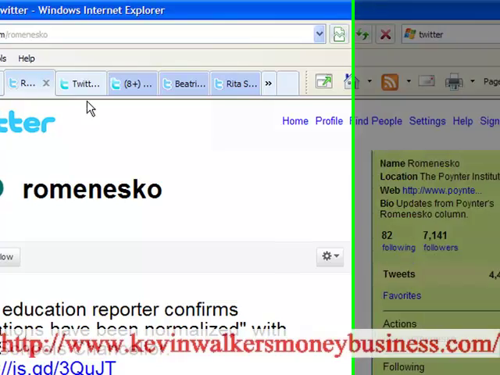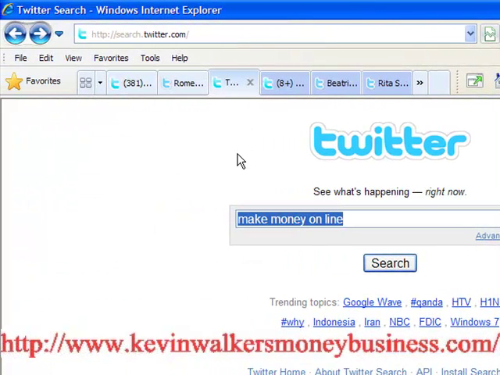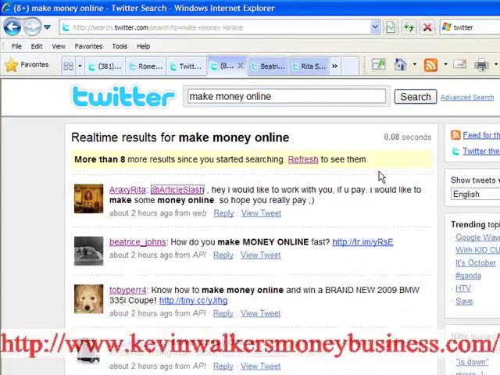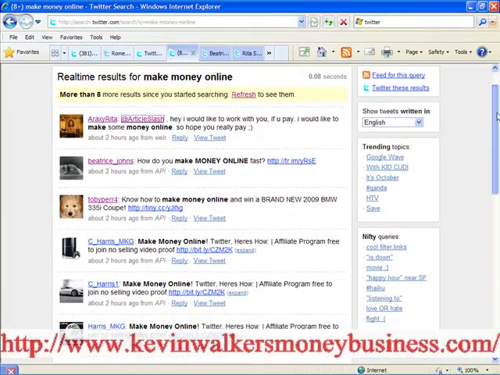So what I'd like to look at is how we can find targeted traffic or targeted followers, and we can do that using search.twitter.com. What we do is we enter into the search line something that we're interested in. Whatever you're selling, whatever you're marketing, you would put in that search line and click on search, and that would take us to a list of people who are all interested, in this example, in making money online.